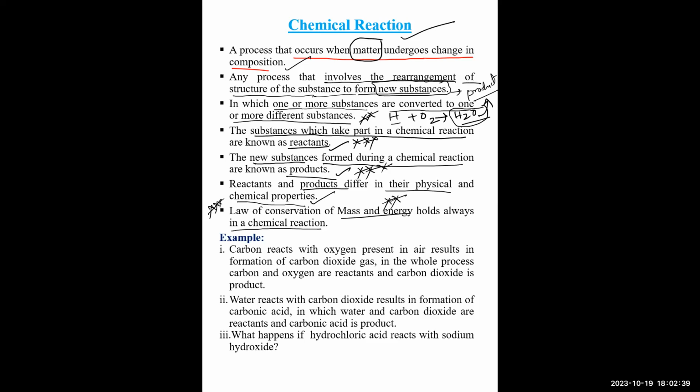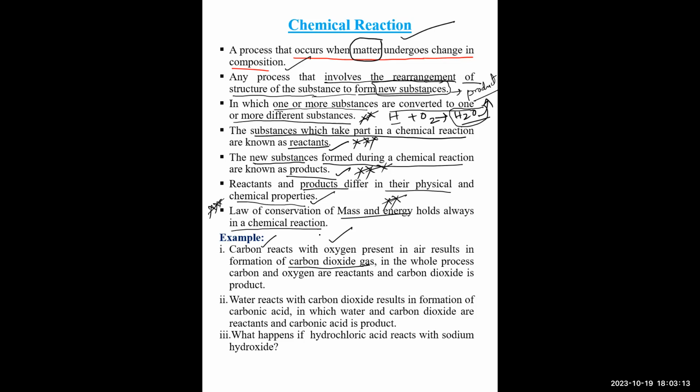So now let us see the example. Whatever we have discussed here, I have even discussed an example of carbon here. Let us see that one. Now, the carbon reacts with oxygen present in the air, then results in the formation of carbon dioxide gas. What's happening here? Carbon, which is solid in nature, is getting reacted with the oxygen. Both carbon and oxygen, which is gas in nature, are the substances which are going to take part in the chemical reaction.